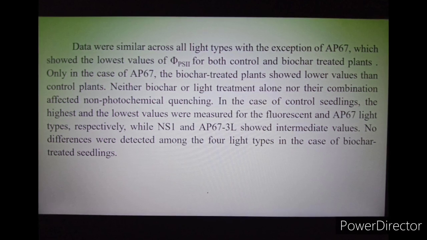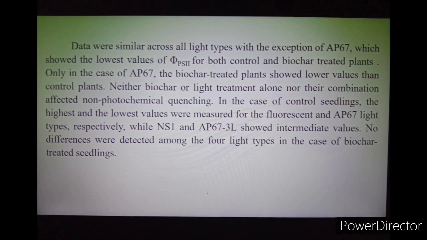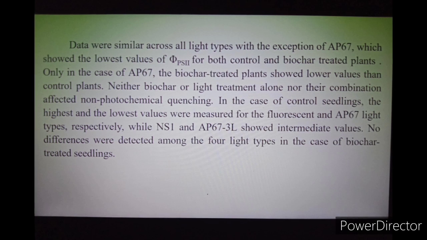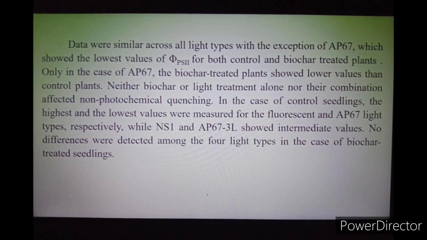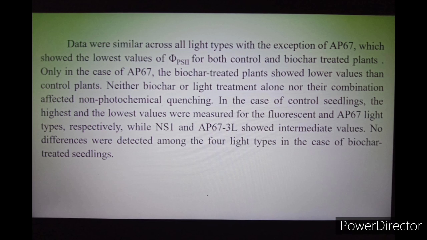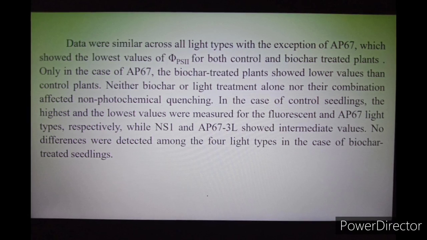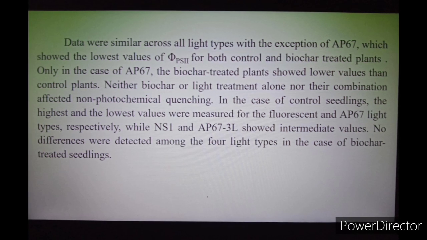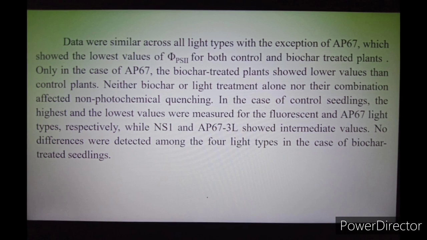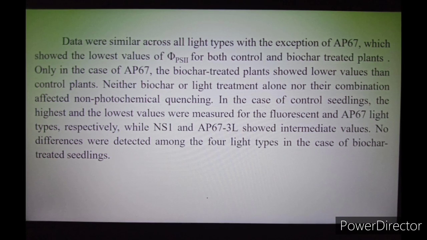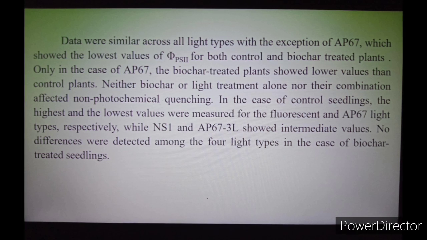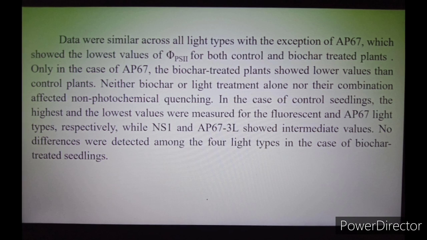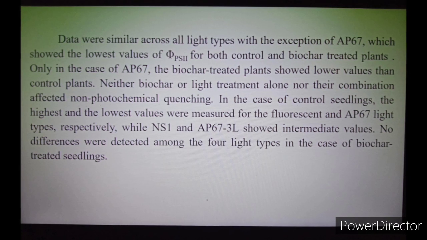Neither BioCar or light treatment alone nor their combination affected non-photochemical quenching, in Table 5 in our next slides. In the case of control seedlings, the highest and the lowest values were measured for the fluorescent and AP67 light types respectively, while NSI and AP67-3L showed intermediate values. No differences were detected among the 4 light types in the case of BioCar treated seedlings.